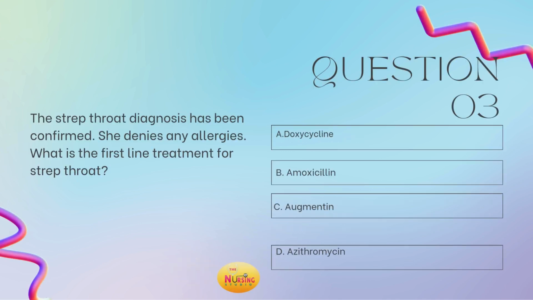And then lastly, the strep throat diagnosis has been confirmed. She denies any allergies. So what is the first line treatment for strep throat? Is it A, doxycycline, B, amoxicillin, C, augmentin, or D, azithromycin? Tell me what you got in the comments, you guys.